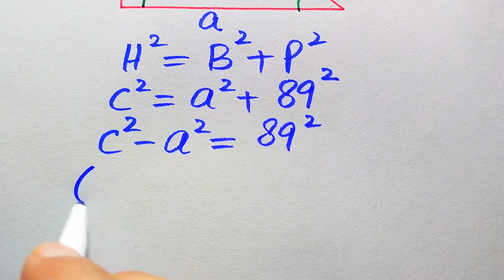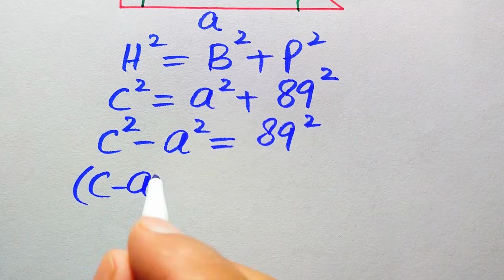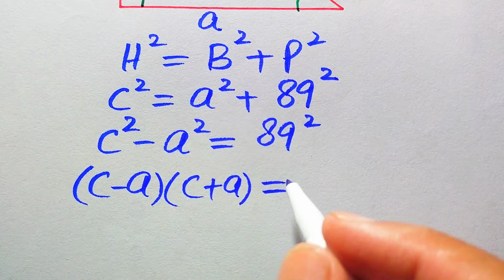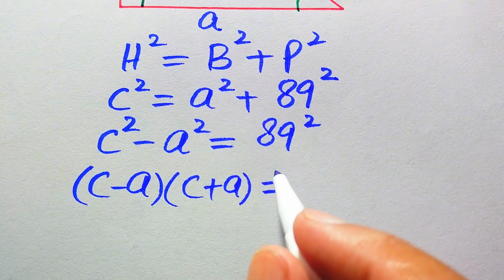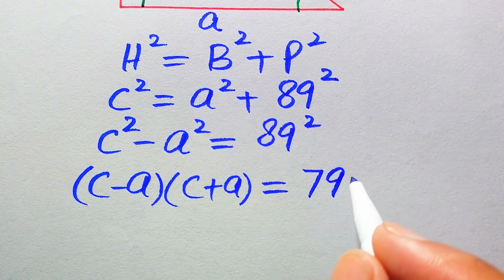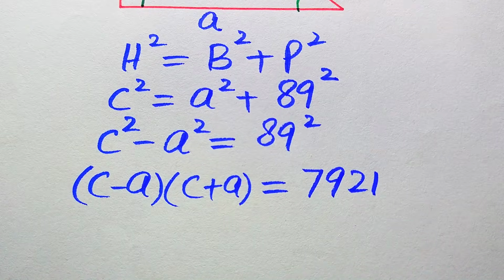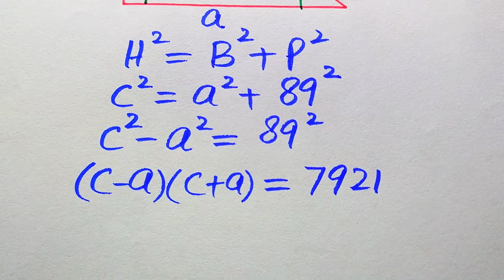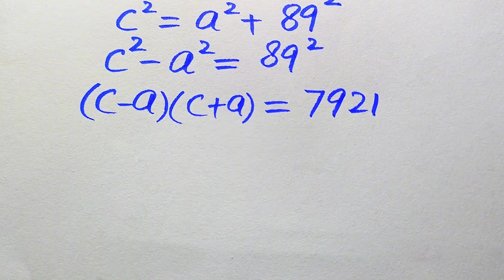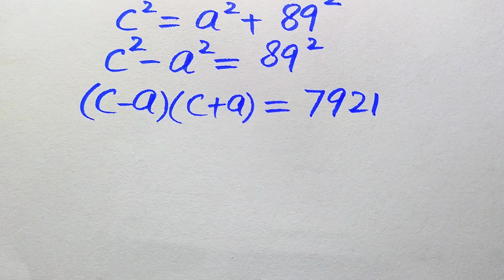So you know that in the left hand side we have a very famous algebraic formula, c square minus a square is equal to c minus a times c plus a, which is equal to 89 square, and we know that 89 square is equal to 7921. So here you see that in the left hand side we have two factors multiplied by each other, but in the right hand side we have only one factor. So we need to find any two numbers whose product becomes 7921.